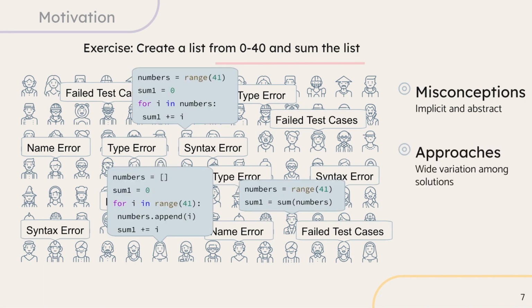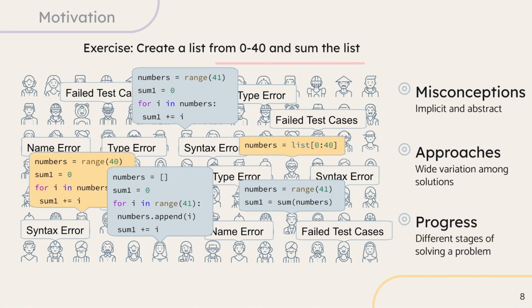In addition to that, students would solve a problem using different approaches. While students are working toward a final solution, they may be at different stages of solving a problem. Some students are close to a final solution where they only need to make a minor code change, while other students have no clue how to begin.